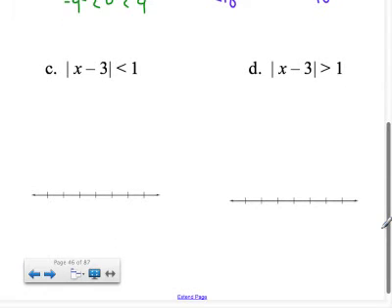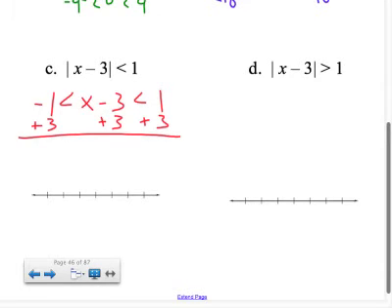Part C, it's an "and" because it's less than. So I know I have negative 1 less than x minus 3 less than 1. And then I just solve this the same way I solved inequalities. Add 3 to everything. I get 2 is less than x is less than 4. So there is your final inequality.